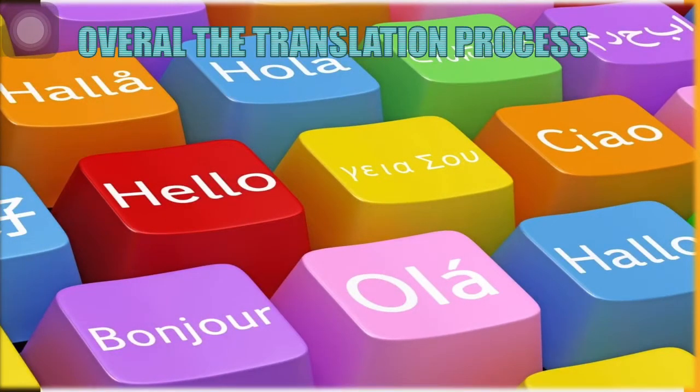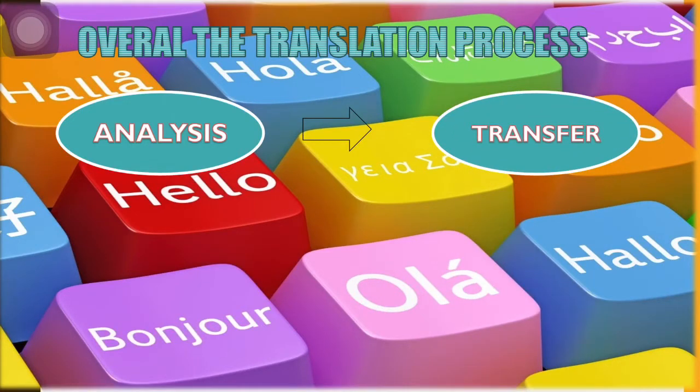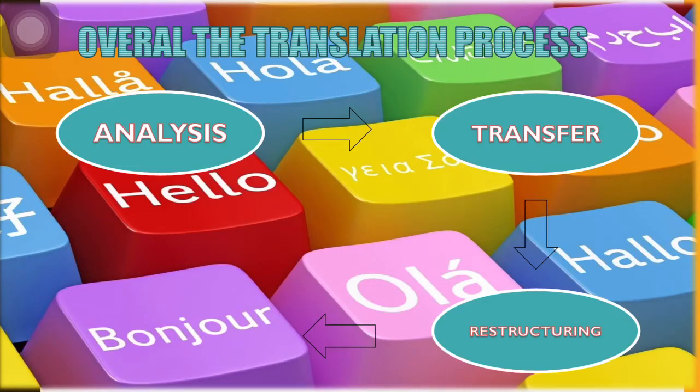Okay, next, the overall translation process. The first is analysis. The translator must analyze and understand the source language text. And then transfer. The next important step is to transfer the analysis results from the SL to the TL. And the third, restructuring. This step is an important process that requires translators to use their feeling and language experience.